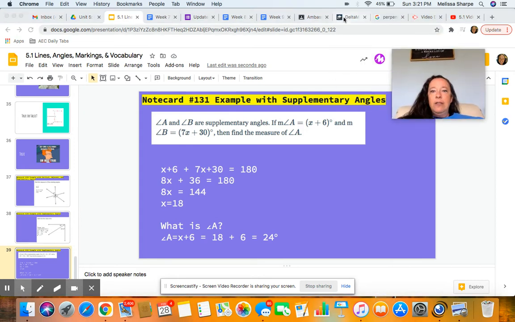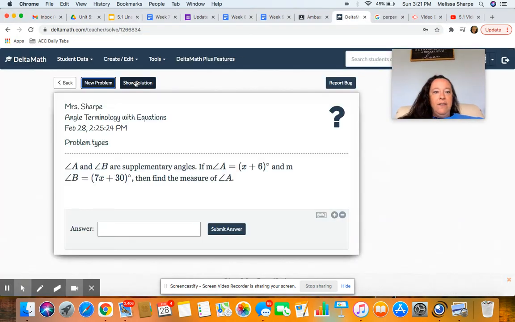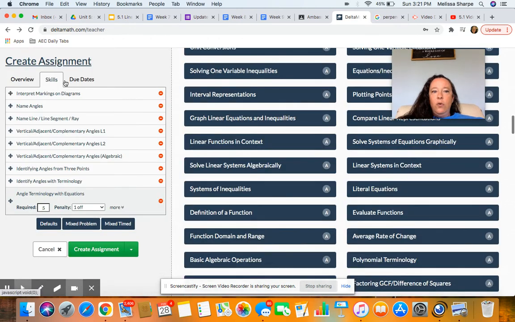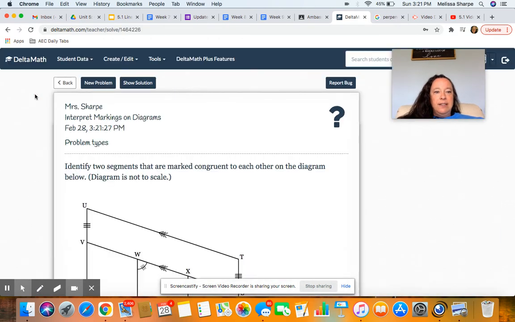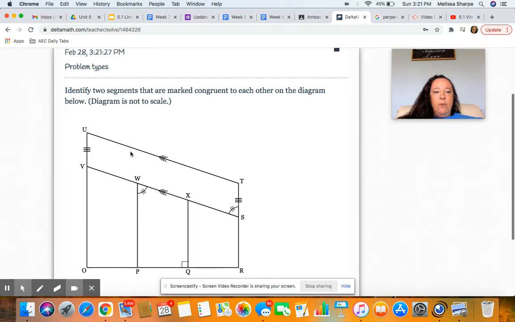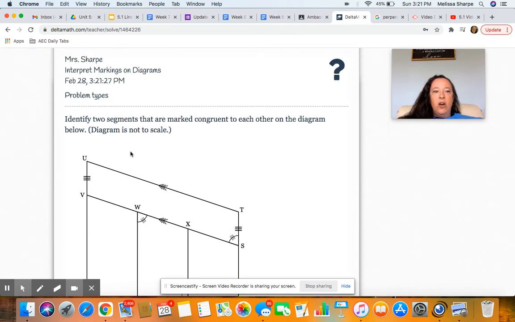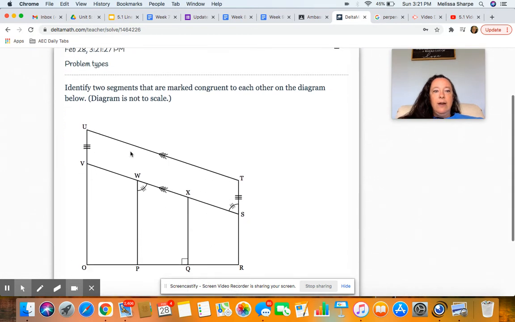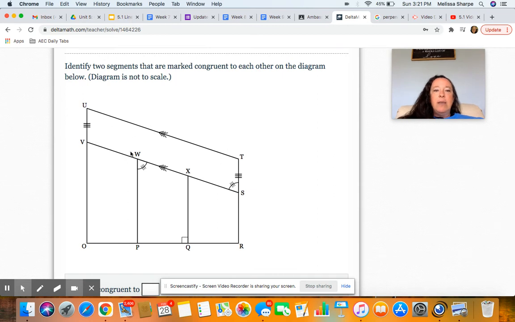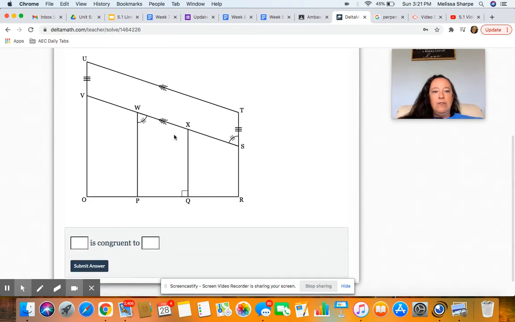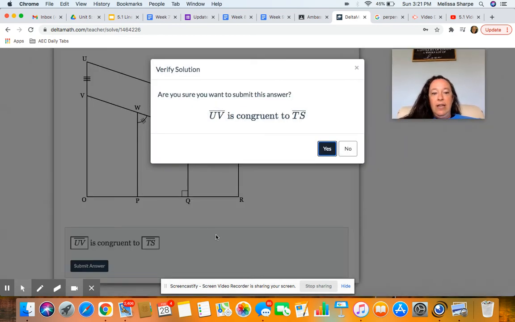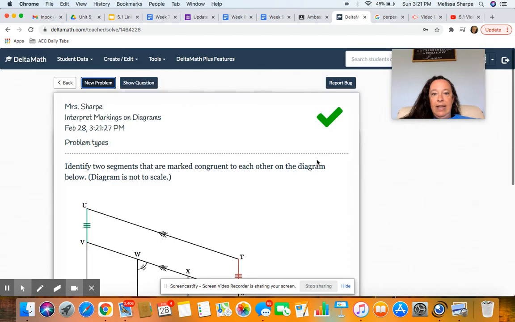I now want to go to this Delta Math assignment that you're going to have, and I want to just quickly go through a few of these. All right, so you might get one like this. This is one of the sections on interpret markings on diagrams, and it says identify two segments that are marked congruent to each other. So I have to look for segments. There's 3 tick marks and 3 tick marks. So I know UV is congruent to TS. Now I could have interchanged those like VU and ST, and that would have been fine.